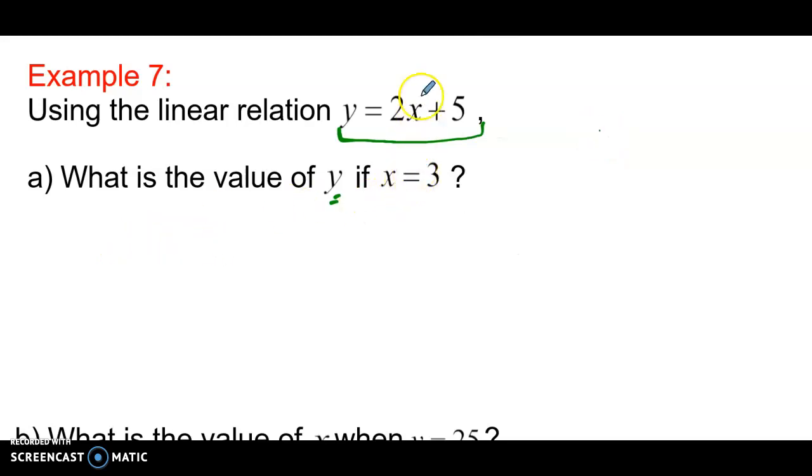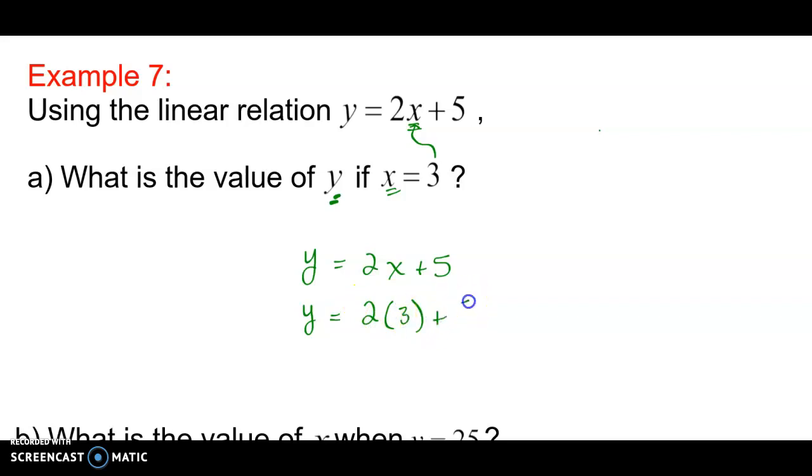So if x is 3, I'm going to take my x value that I know. I'm going to substitute it into my equation wherever I see that x value. X is 3, so I replace the x with 3. So I always write my equation first, and then I do my substitution or my replacement. I know what the x is. The job is to find out what the y value is that corresponds to an x value of 3.